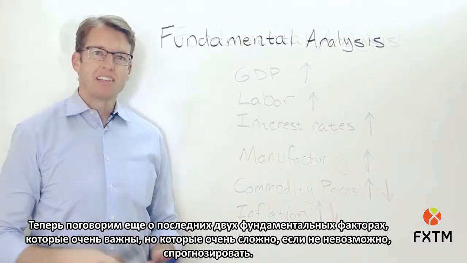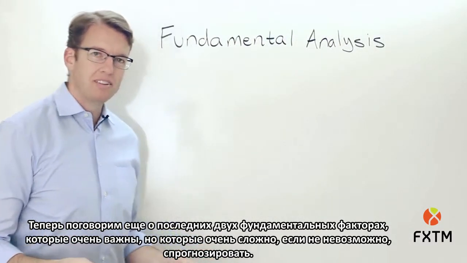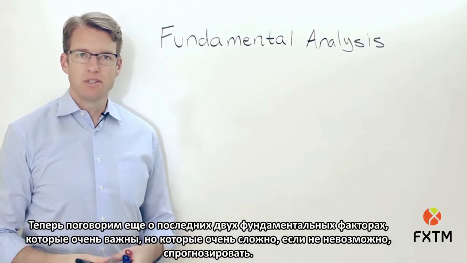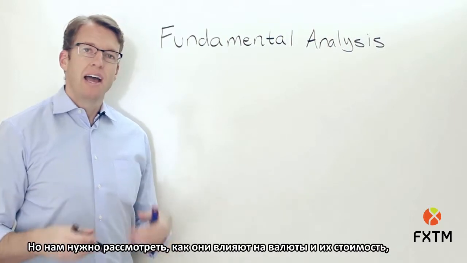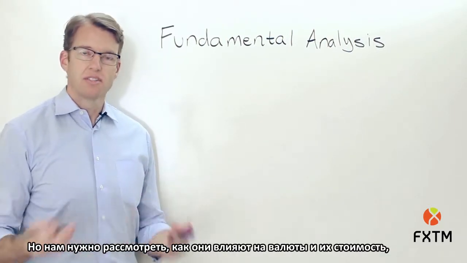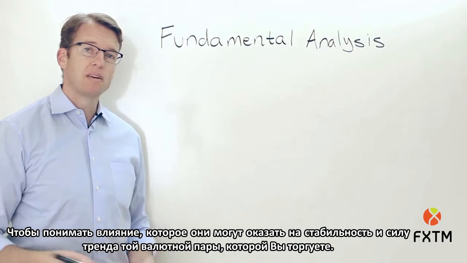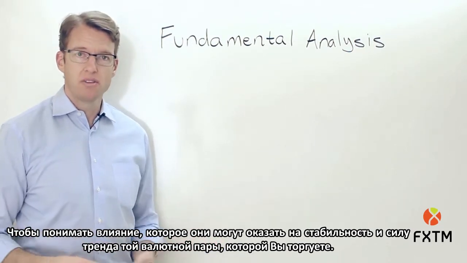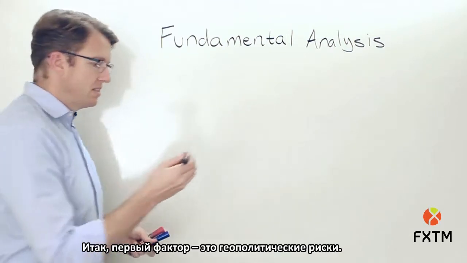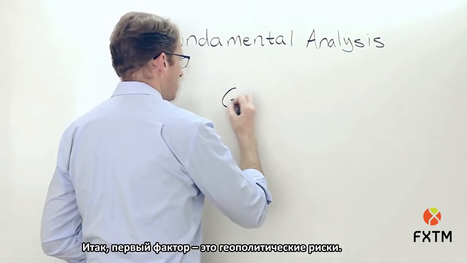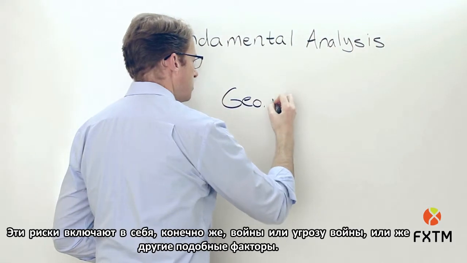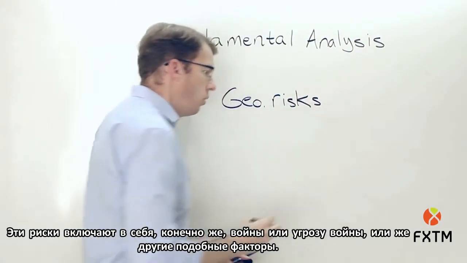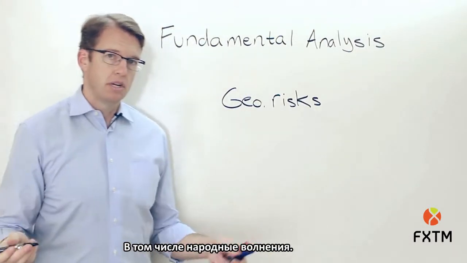Now, the last two fundamental factors that we're going to talk about are important, but they're very difficult, if not virtually impossible, for us to be able to predict. But we need to think about how they affect currencies and currency values so we can understand the impact that they might have on the stability and the strength of the underlying trend of the currency pair that you're trading. So the first one of these is geopolitical risks. This would obviously include war or the threat of war or other issues, so civil unrest as well.